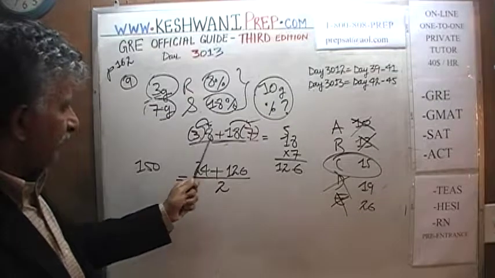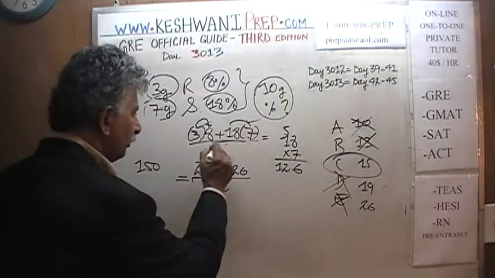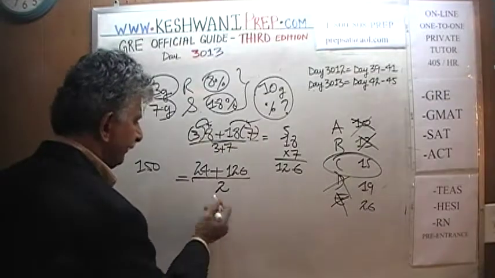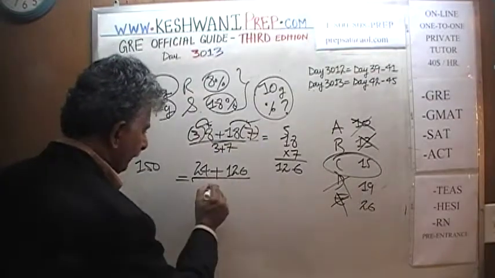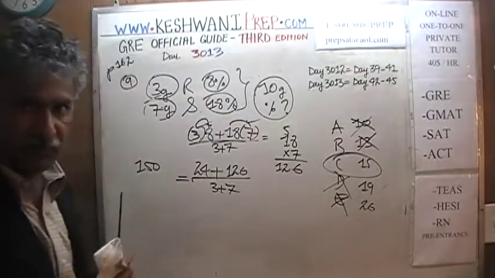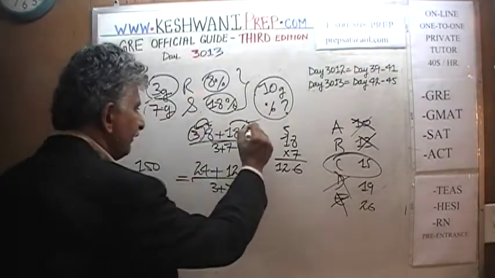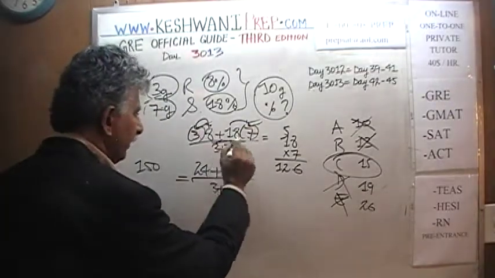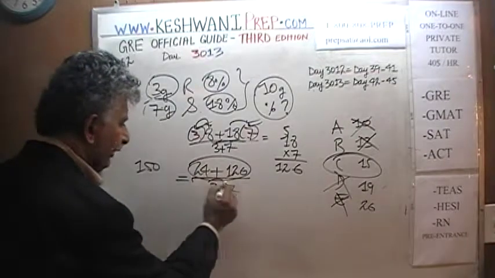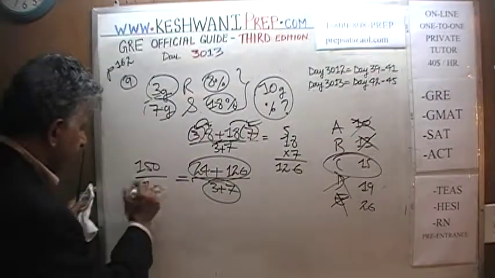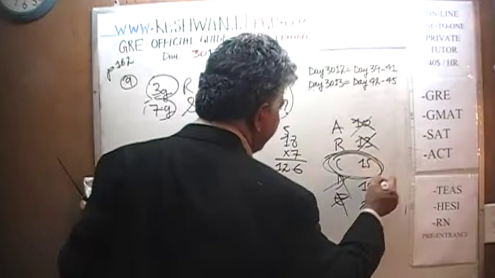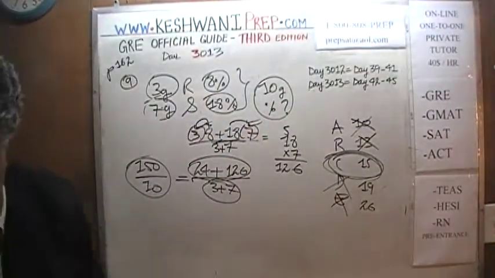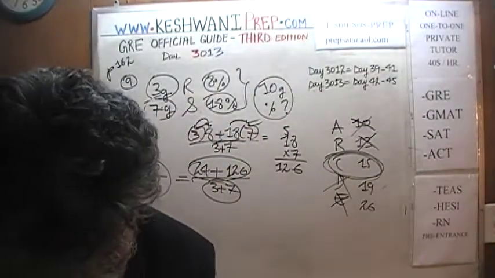Here we have 3 parts of this and 7 parts of that. So the total number of parts we have is 10. 10 parts total. It's a weighted average, and you divide by the weights, 3 of this and 7 of that. So you divide 3 and 7. So 150 divided by 10 is what we have here, 15. 15 is the answer. Let's go to the next one, number 10.